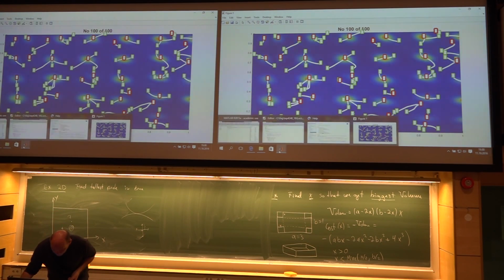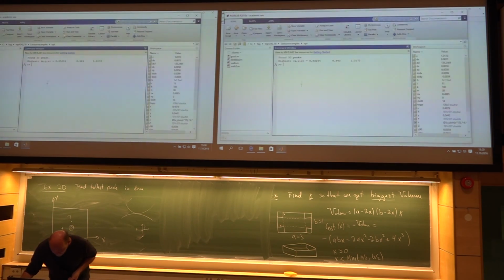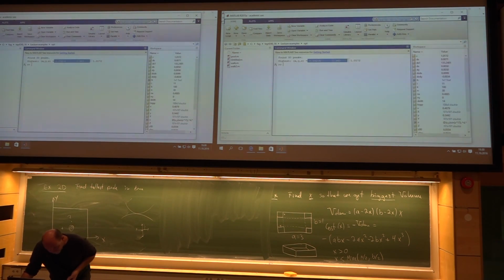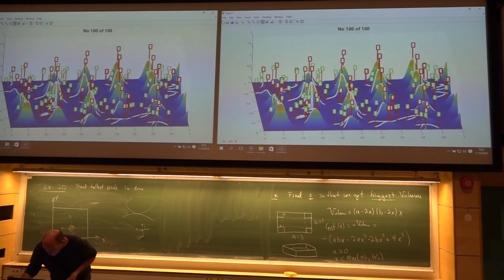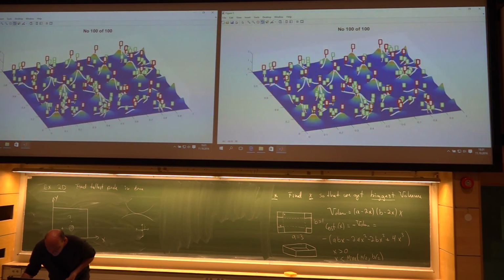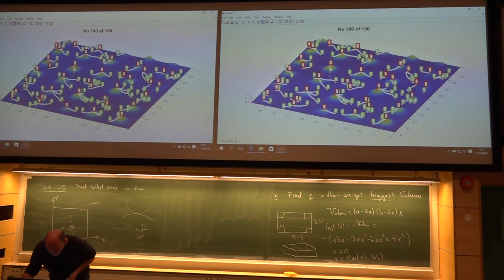Let's see, now we found 30 peaks. The tallest one was still the same. And let's see, is somebody still not found? No, I think he has found most of them.